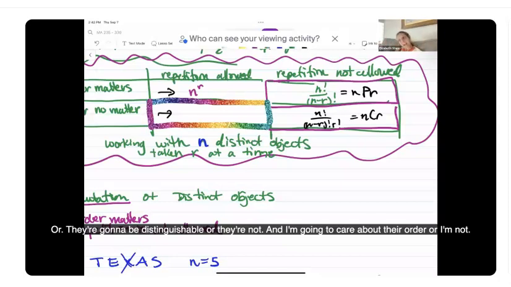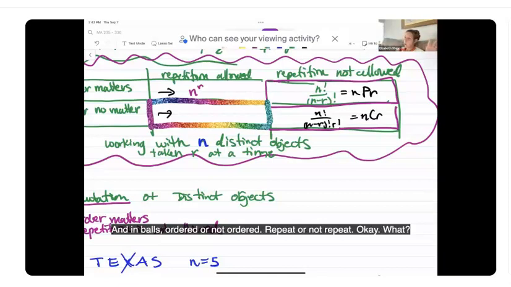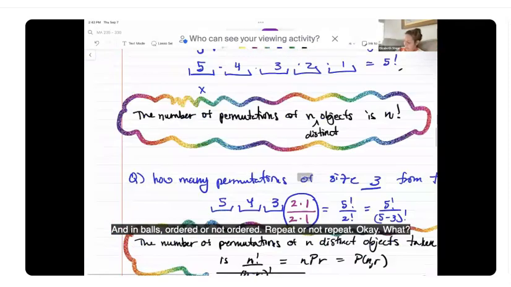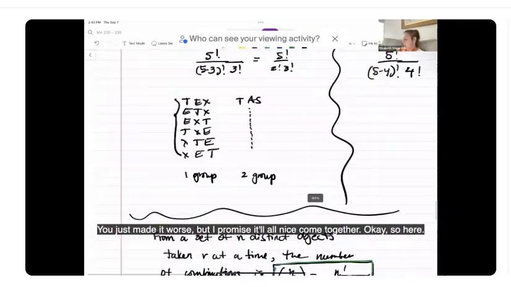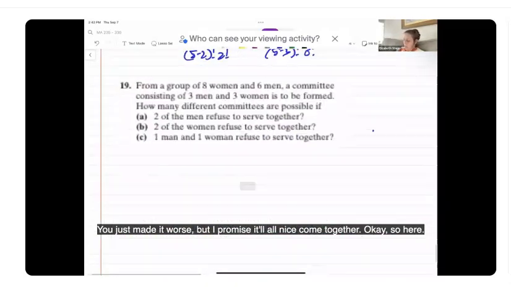And I'm going to care about their order or I'm not. I'm going to be able to repeat them or not. Okay, so those are the things. So if you think about an urn, those are your distinct objects. And then balls, ordered or not ordered, repeat or not repeat. Okay? I know you just made it worse, but I promise it'll all come together nicely.